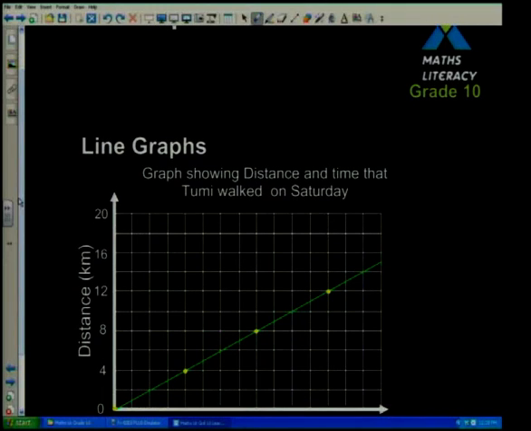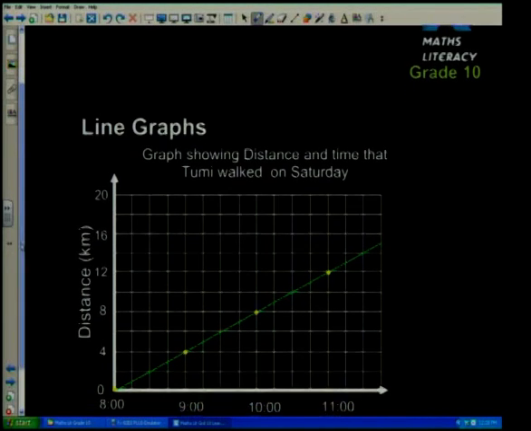Welcome back, grade 10s. I hope that I've given you a lot to think about, but now let us do a little bit of practice and let us look at each graph and an example of each. So let's start off with our line graph. We know the theory, so if we look at this line graph, what are we doing?